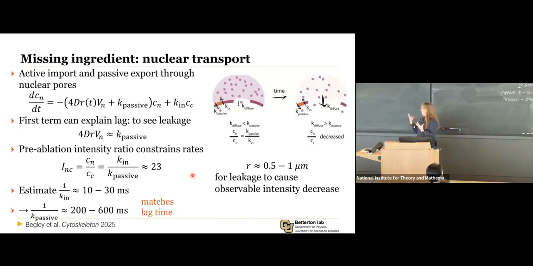We get a number for the size that actually makes sense. So something in the range of 0.5 to 1 micron is where we're really going to start to see a significant intensity decrease due to diffusion out of this hole. Okay, so what is this telling us?